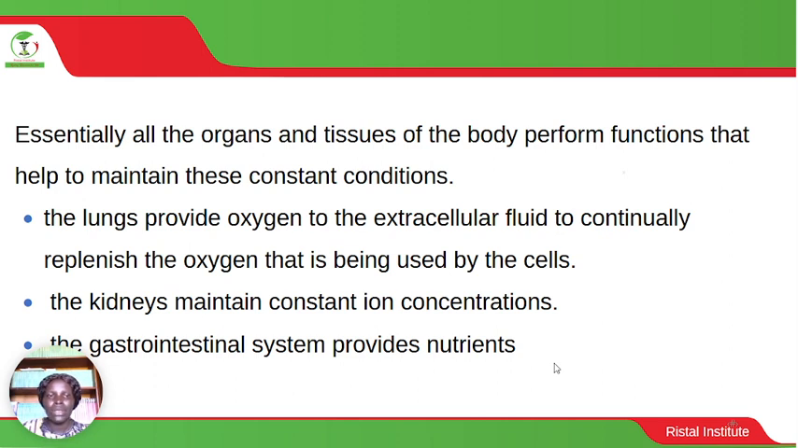The respiratory system makes sure that enough oxygen is supplied to the cells for their functioning, and also the carbon dioxide that is produced is excreted out, expired out. Then the kidneys make sure that there are constant ion concentrations within the body to put the body at balance. Then the gastrointestinal system is also working hard to make sure that nutrients are in plenty for the body to continue functioning.